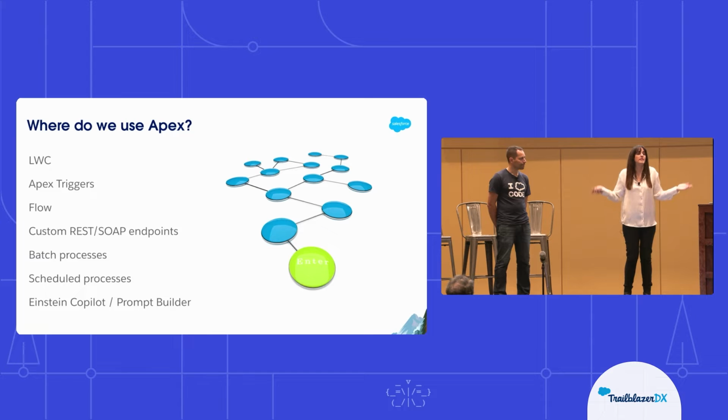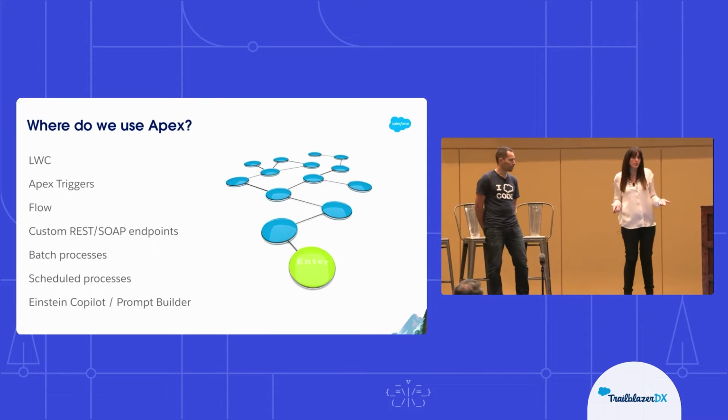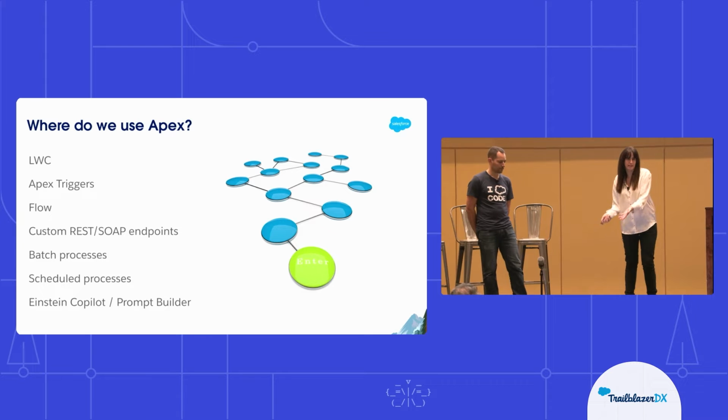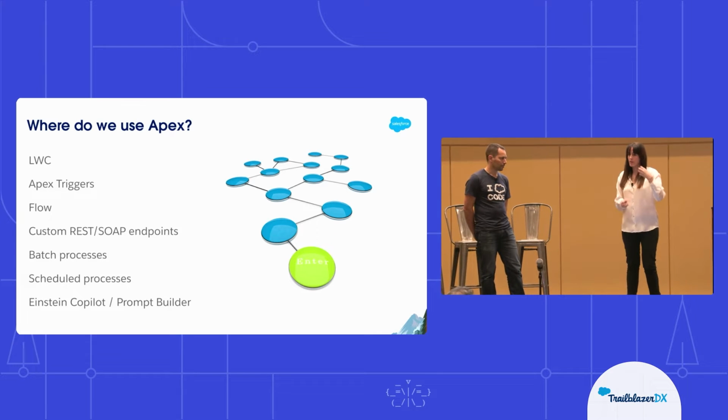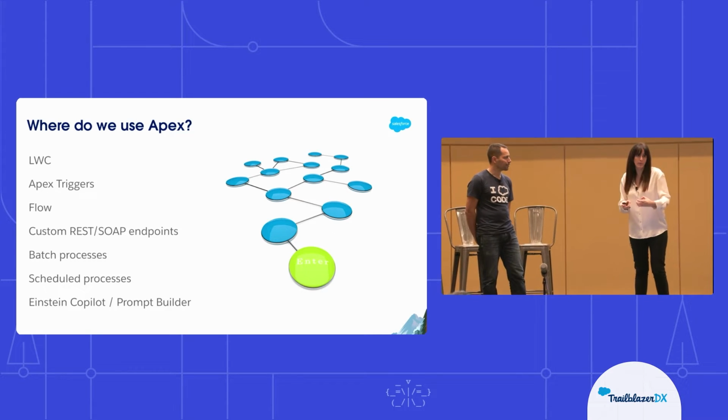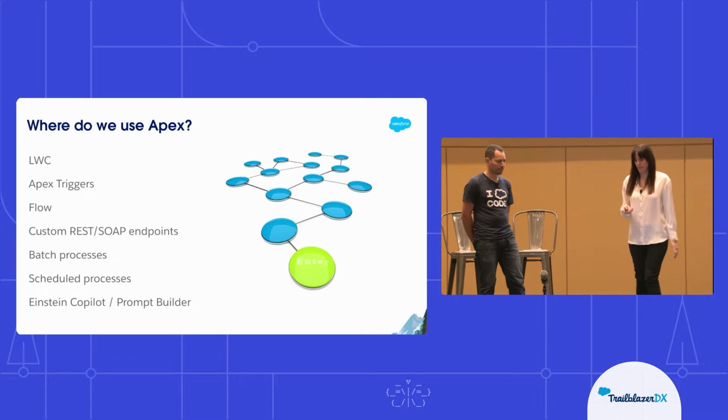And we are entering the era of generative AI. And of course, Einstein Copilot and Prompt Builder can invoke Apex. They can use Apex to run the prompts, and also prompt templates can be invoked from Apex.